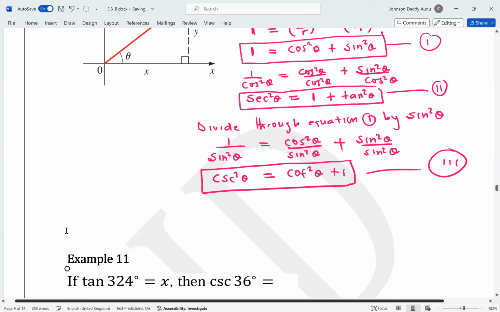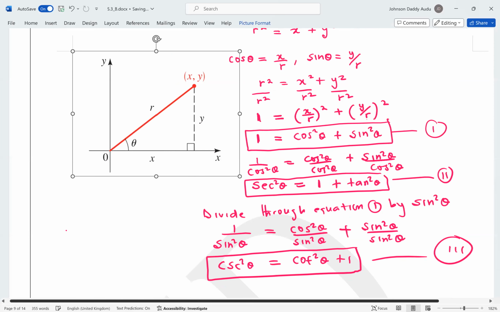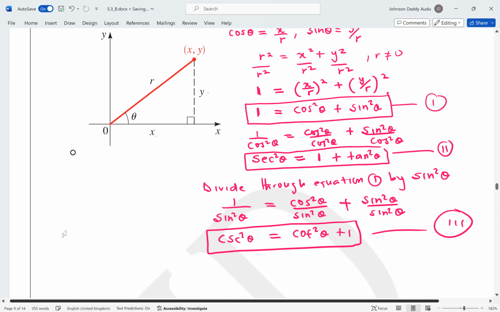This is what we call the Pythagorean identities. So all you need to do is start with this diagram. This is a terminal. You have a point here. You have your r, you have your y, you have your x. So you can always use the Pythagoras theorem to form this equation, right? So you have r squared equals x squared plus y squared. But we know r is not equal to 0, so you can divide both sides by r squared. Then you substitute x over r to be cosine theta and y over r to be sine theta.